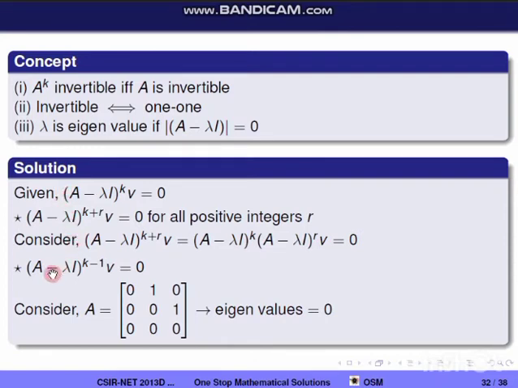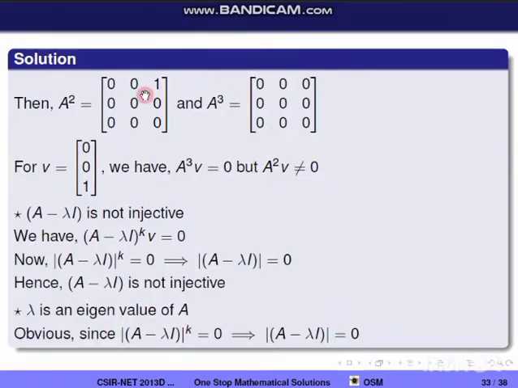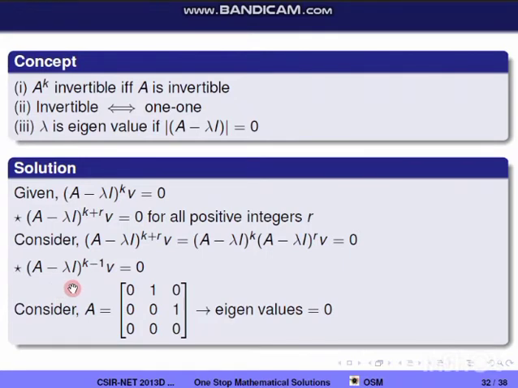Second option, (A minus lambda I) whole power k minus 1 into V equal to 0. So suppose we consider A is equal to this matrix. It has eigenvalue 0 of algebraic multiplicity 3. Then A square is given by this matrix. A cube is given by this matrix. So if I take V equal to (0, 0, 1), we have A cube V equal to 0, but A square V not equal to 0. That is, (A minus lambda I) whole power k minus 1 V equal to 0 is not always necessary. So this option is wrong.